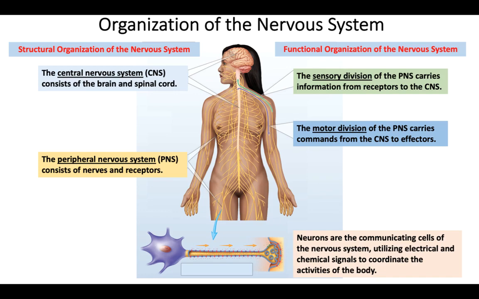The key functional unit, the communicating cells, are the neurons. This is a simple drawing of a neuron that we're going to use to understand how it sends these signals down the axon eventually to release neurotransmitters. So neurons are the communicating cells of the nervous system. They utilize electrical and chemical signals, the electrical signals being the action potential that travels, and then the chemical signal being the neurotransmitter that gets released.